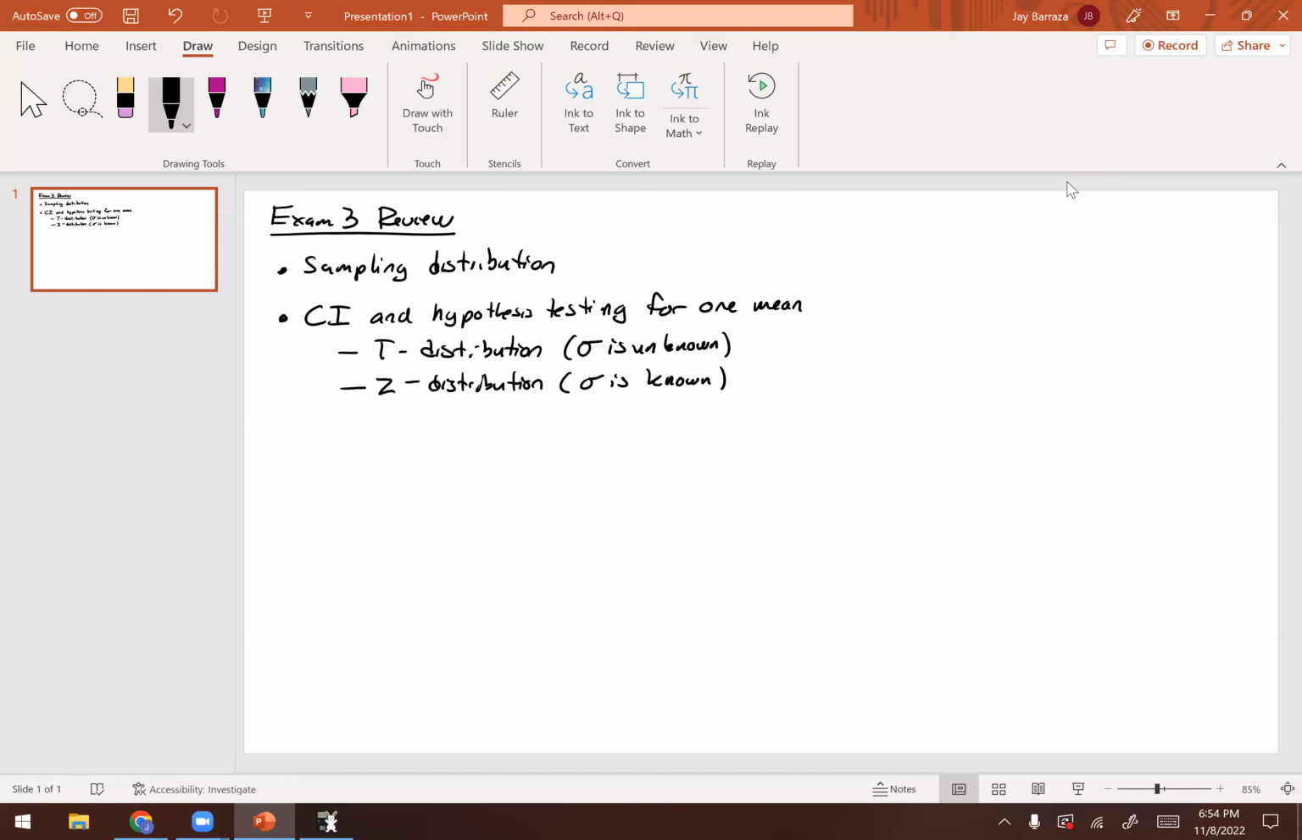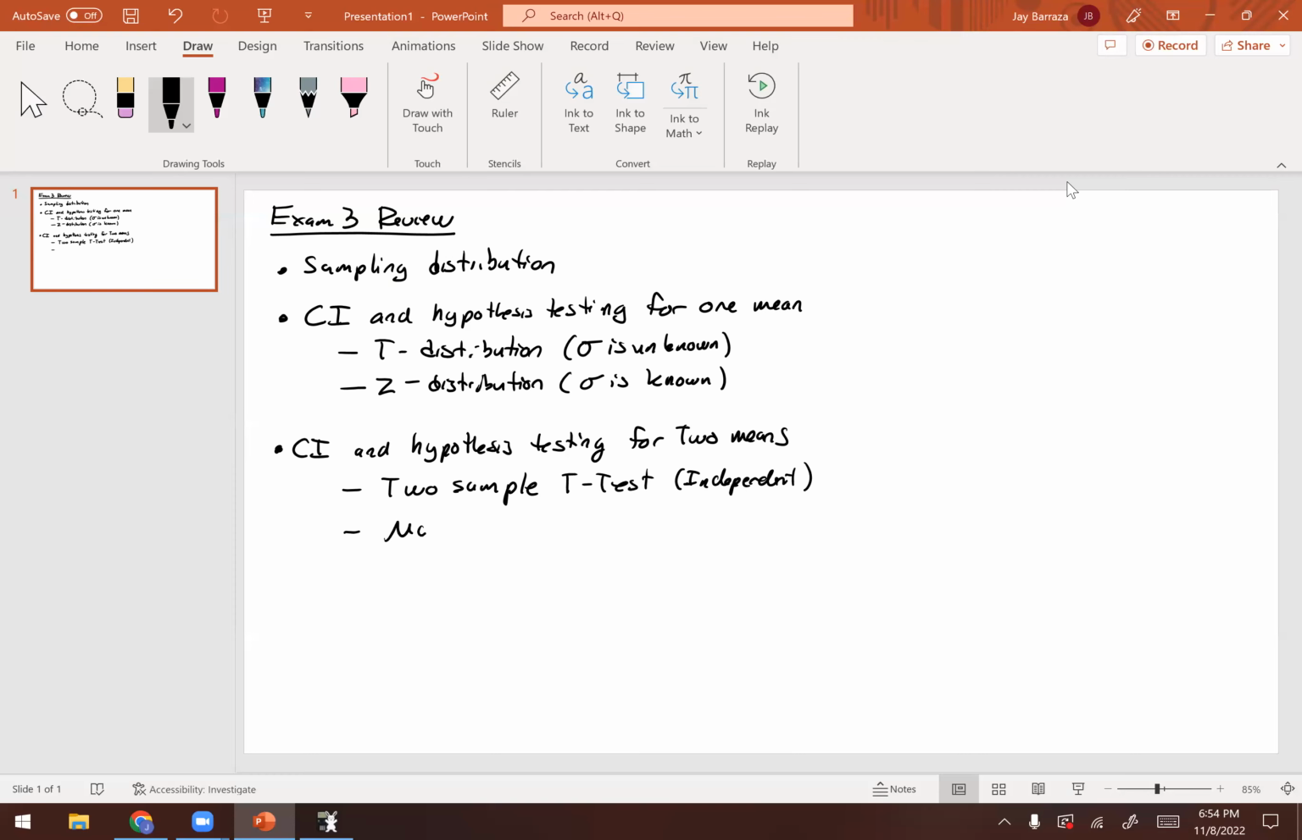Okay. And then the other thing was confidence interval and hypothesis testing for two means. So that's the two-sample t-test, which is independent, and then matched pairs, which is dependent.